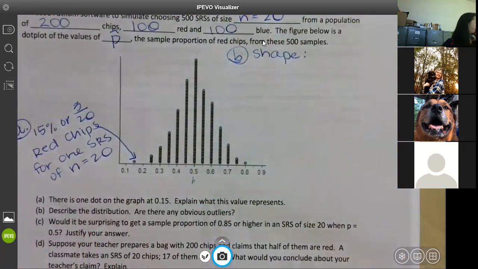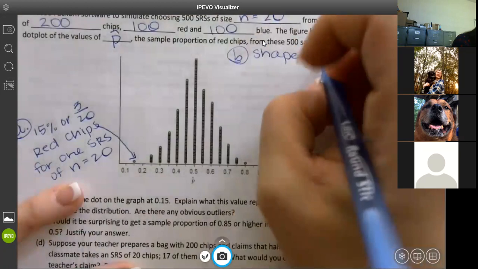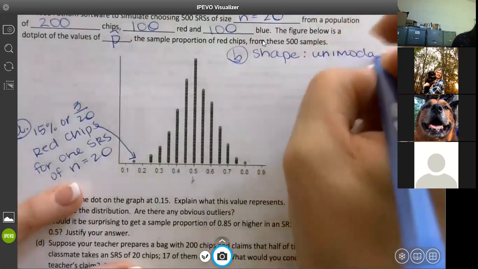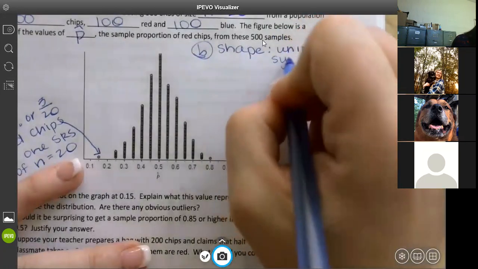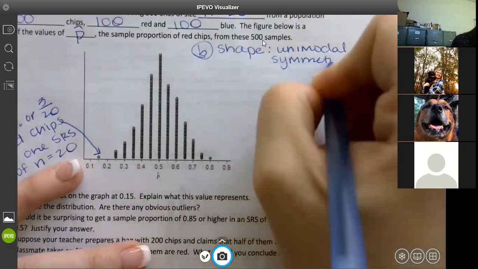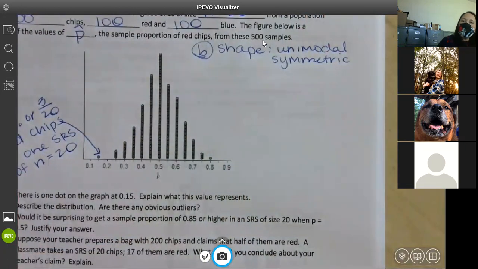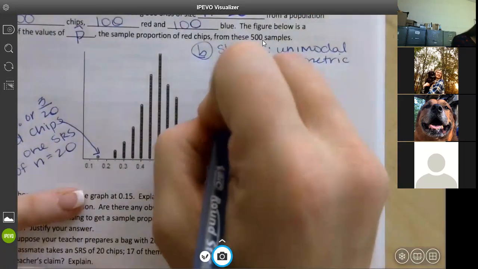So what is the shape for this one? Zoomers, answer. Unimodal. Unimodal. Keep going. One more thing. Symmetric. Good. You can say approximately symmetric too, just to cover your tail if you want to. This looks pretty symmetric. It's a little bit off, but it's not too bad. All right. Center.